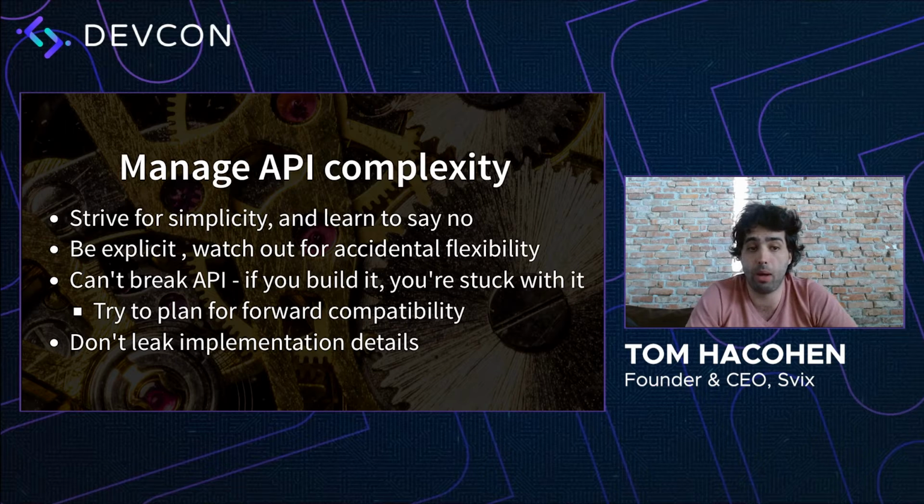Be explicit about what you offer in the API, because you can't break it, and if you build it, you're stuck with it. And especially watch out for accidental flexibility. So one thing that we did wrong is that we have UIDs. So essentially a customer can set their own identifiers for entities. We let people use them interchangeably with normal Svix IDs, which is great. But we also enabled it for messages, which was a mistake. It's not really useful. And now we have an API that is actually very expensive to run, and it's not that useful. So it's much better to avoid it if possible.